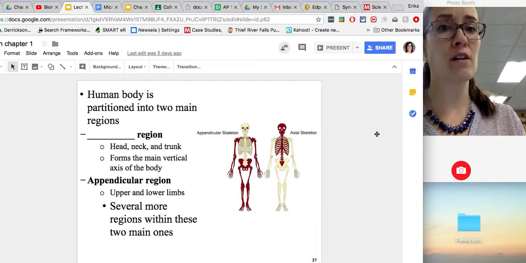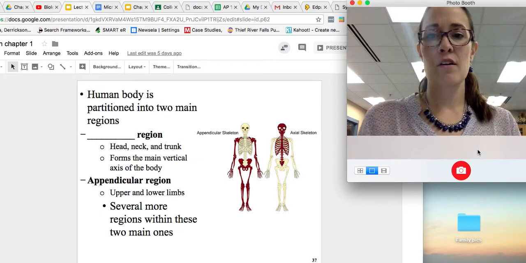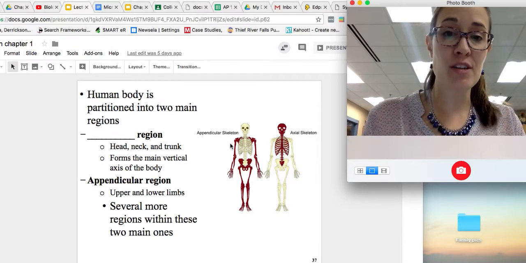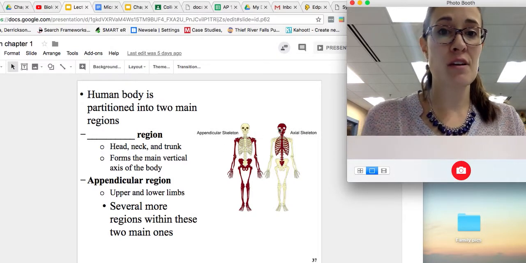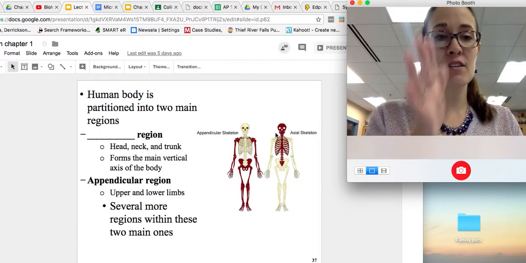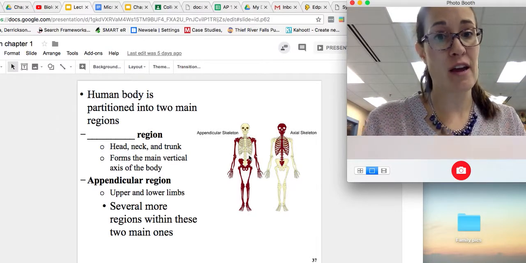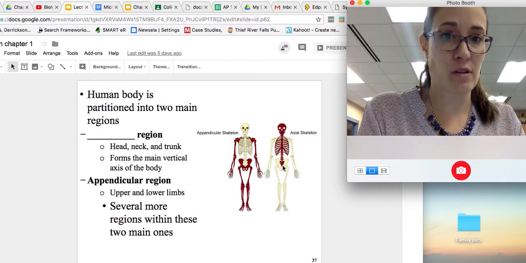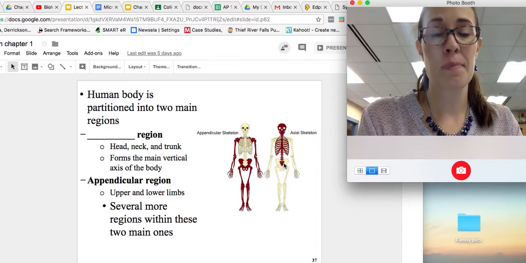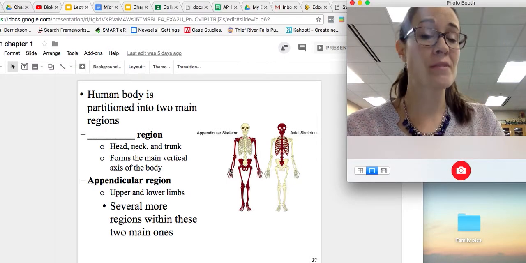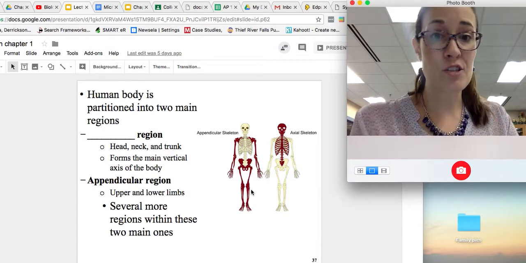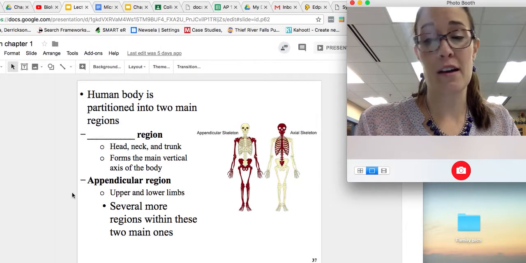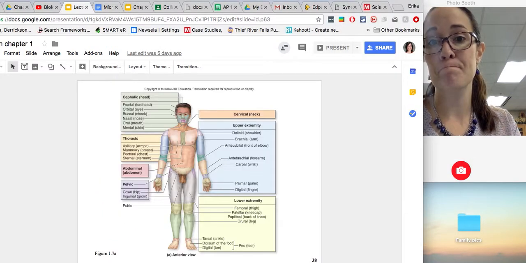There's two main skeletons in the body. One is the axial, A-X-I-A-L region. As you can see in this image, it's the red right here. Axial is like the axis of your body. It's your head, your neck, your ribs, your main trunk axis of the body. It also includes the sacrum, as you can see there. The appendicular skeleton, or the appendicular region, is everything else. It's your arms and legs, plus your scapula, your clavicle, and then your coxal bones, which are your hip bones.